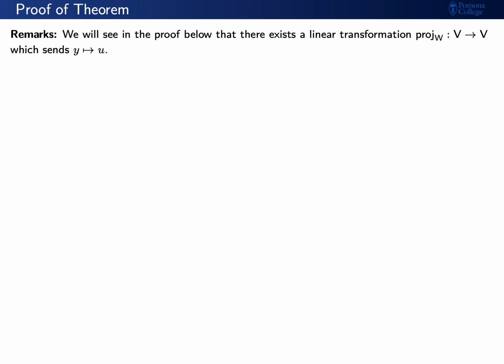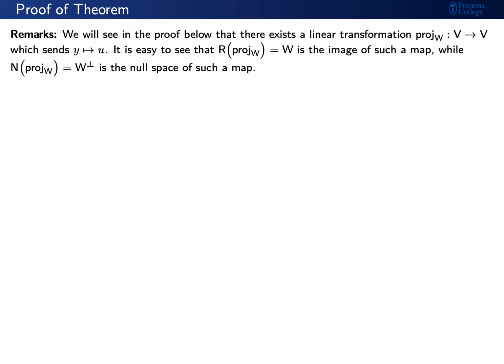We're going to talk about the proof now. We'll see in the proof that there exists in general a linear transformation, which is this projection map along W, that sends a vector y to our vector u. We're going to show that the image of this map, that is the range, is the subspace W, and the nullity of this map, that is the null space, will be equal to W perp.